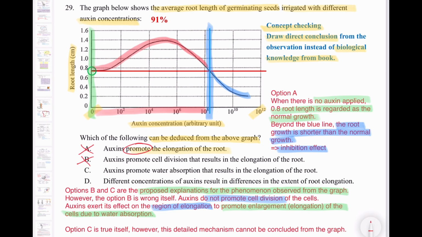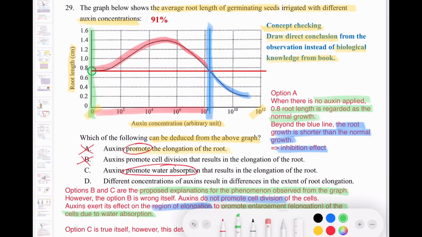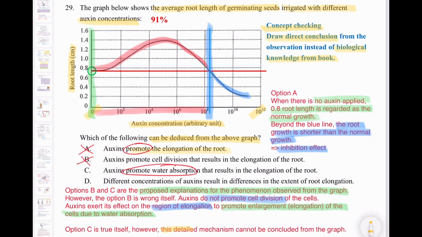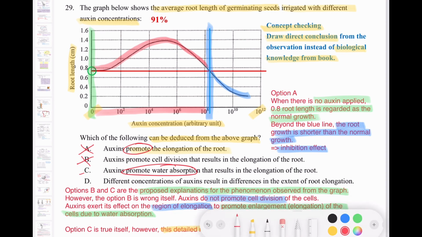And for option C, you may say, oh, option C is correct, Mr. Leung. Auxin promotes water absorption. That's what you said. But the point is that this is knowledge from the book. This detailed mechanism cannot be concluded from the graph. We cannot deduce this concept from the graph only. So that's why option C is not correct.